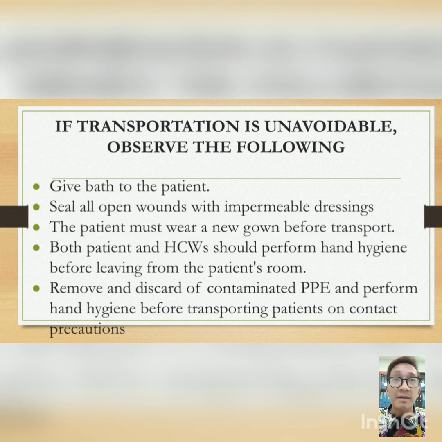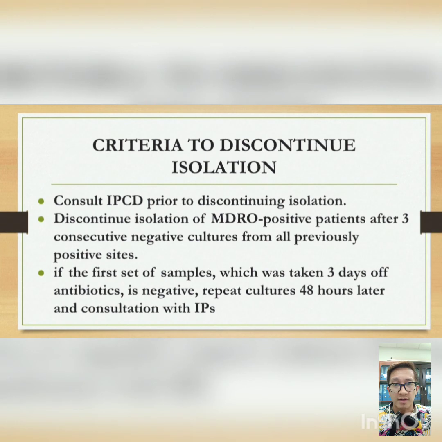Give a bath to the patient before transporting. Seal all open wounds with impermeable dressing. The patient must wear a new gown before transport. Both patient and healthcare workers should perform hand hygiene before leaving the patient's room. Remove and discard contaminated PPE and perform hand hygiene before transporting patients on contact precautions. So do not forget those guidelines or infection control measures if you are going to transport a patient outside his or her room, especially if the patient is under contact precaution.